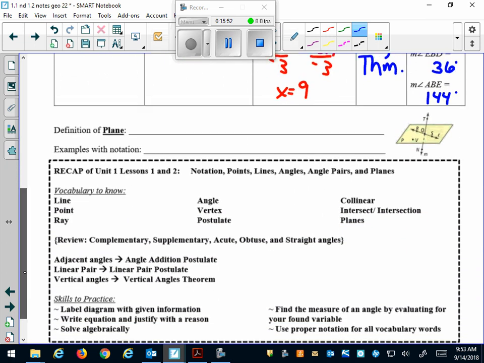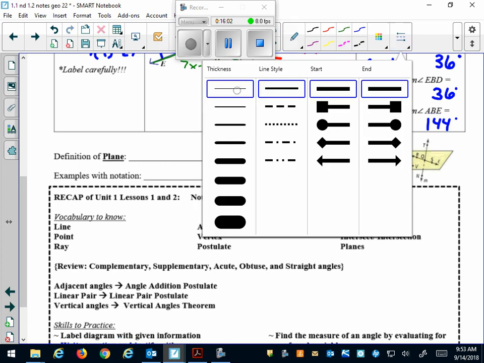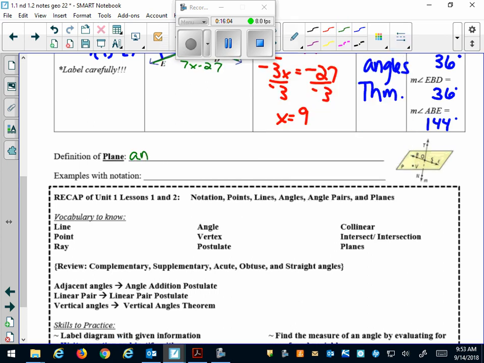Okay, so now we're going to formally talk about what a plane is. By definition, a plane is an endless flat surface. It's two-dimensional. Endless flat surface. It has length and it has width. It does not have any depth. It's an endless flat surface.